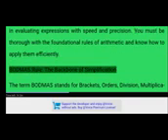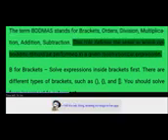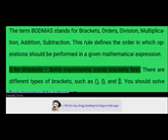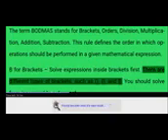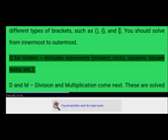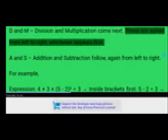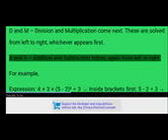BODMAS rule, the backbone of simplification. BODMAS stands for Brackets, Orders, Division, Multiplication, Addition, Subtraction. This rule defines the order in which operations should be performed. B for brackets: solve expressions inside brackets first, from innermost to outermost. O for orders: exponents, powers, roots, squares, square roots. D and M: division and multiplication come next, from left to right, whichever appears first. A and S: addition and subtraction follow, again from left to right.